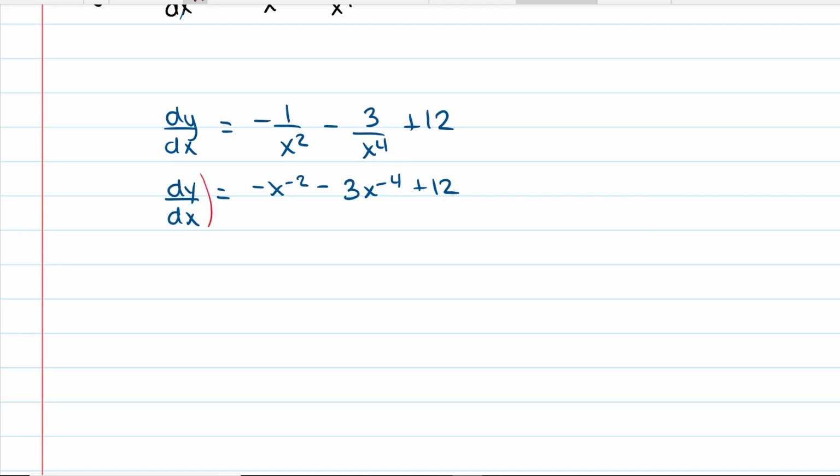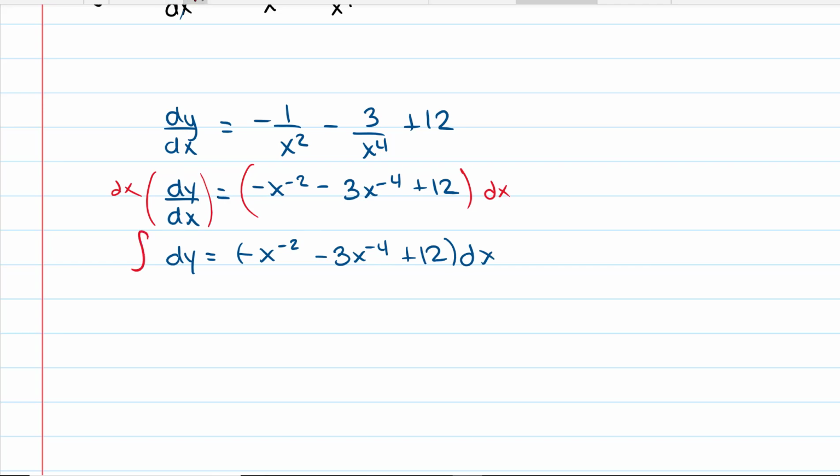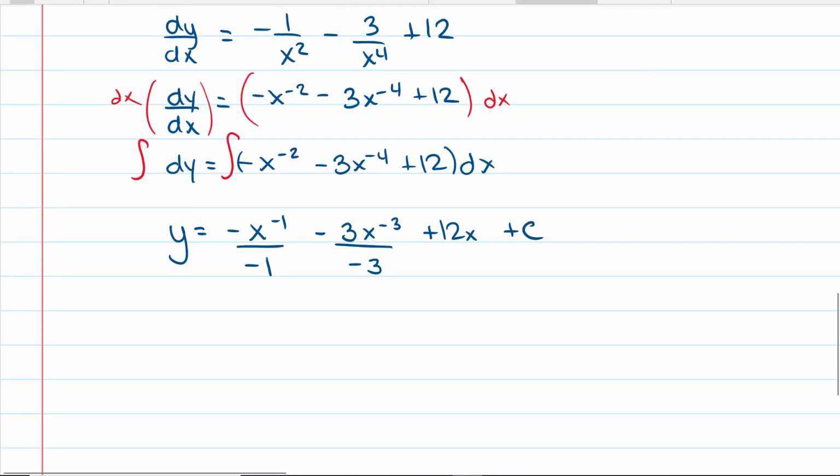Now we're going to multiply both sides by dx. And we get dy is equal to negative x to the negative 2 minus 3x to the negative 4 plus 12 dx. Now we integrate both sides and we get y is equal to negative x to the negative 1 divided by negative 1 minus 3x to the negative 3 divided by negative 3 plus 12x plus c. This is the same as writing y equals 1 over x plus 1 over x cubed plus 12x plus c.